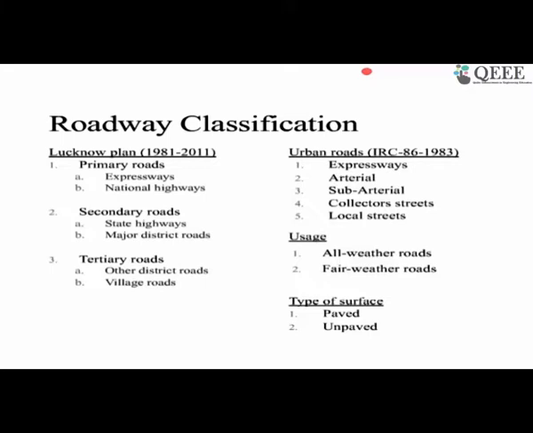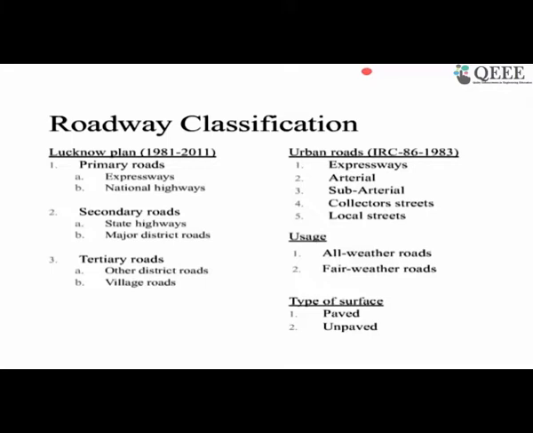As we moved forward, we needed further classification of those roads. So in the Lucknow plan, which is in 1981, they came up with a 3-stage classification, and this is what we are talking about, the rural highways. We'll come to the urban highways and urban roads next. In the rural roads, these are further classified as primary roads, secondary roads and tertiary roads. Within primary roads, there are two classifications, which are expressways and national highways.